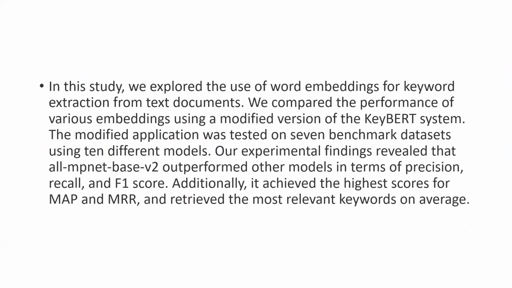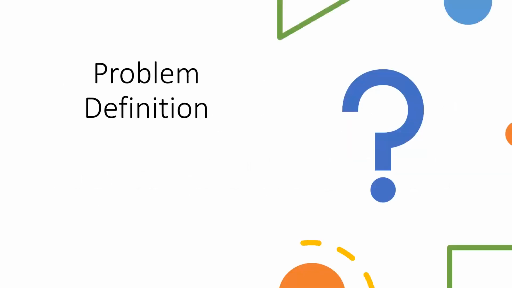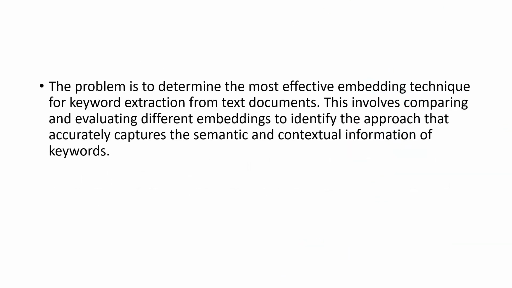Overall, in our study, we use some word embeddings and various models to find the best embedding models, to see how they work and how we can develop them and improve their results. The problem is to determine the most effective embedding technique for keyword extraction from text documents. This involves comparing and evaluating the different embeddings to identify the approach that accurately captures the semantic and contextual information of keywords.